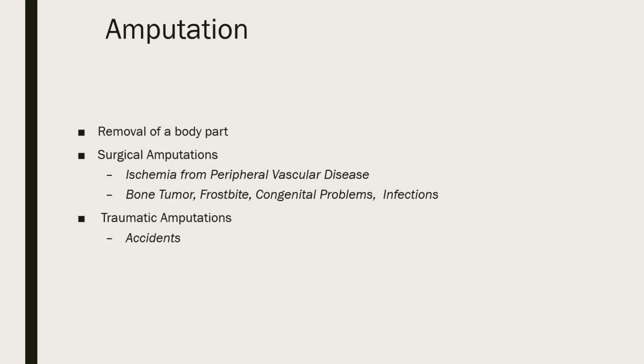Amputations, this is the removal of a body part. With an amputation, it can either be surgical, and this surgical amputation could occur because of ischemia from peripheral vascular disease, bone tumor, frostbite, congenital problems, or infections like osteomyelitis. You could also have a traumatic amputation, which is typically the result of some type of accident outside of a healthcare facility that results in the loss of a limb.